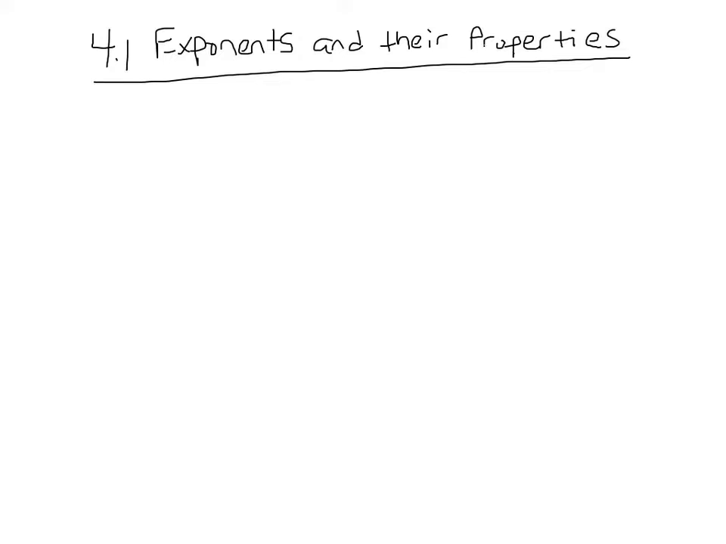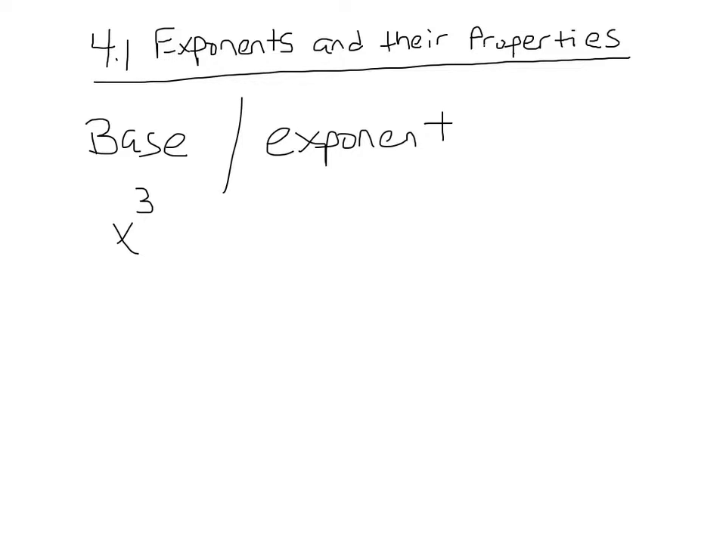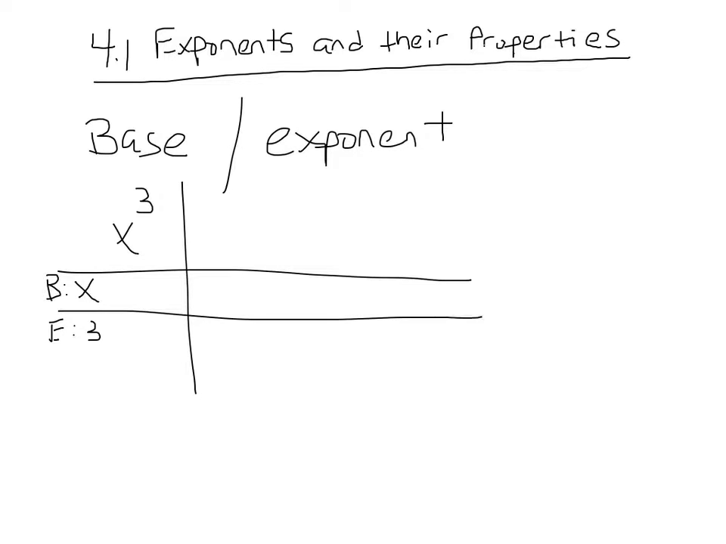And there are a lot of different properties that we need to study in this section. None of them are too difficult, but one of the first things you have to understand before we talk about any of the properties is being able to identify the base and being able to identify the exponent. Sounds pretty easy, right? If you're talking about something like x cubed, well, that's pretty easy. The base is x, and the exponent is just 3. Maybe we'll make a little chart here like this, base and exponent.